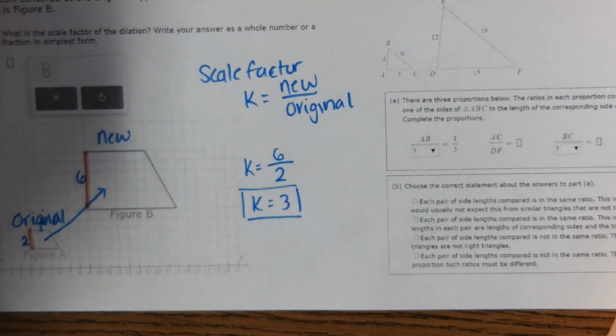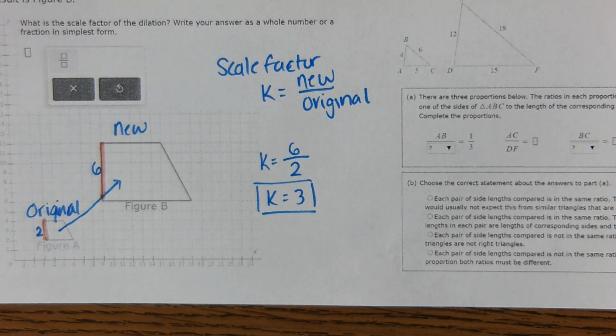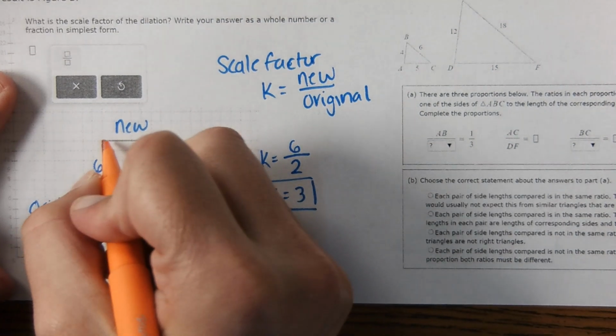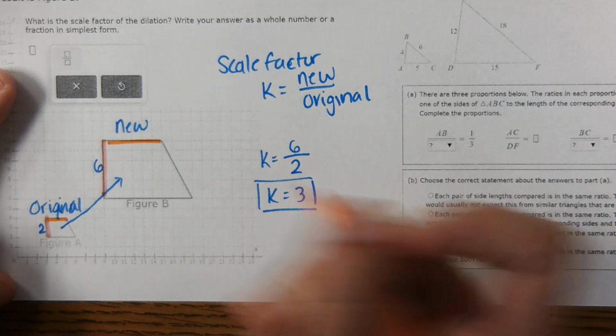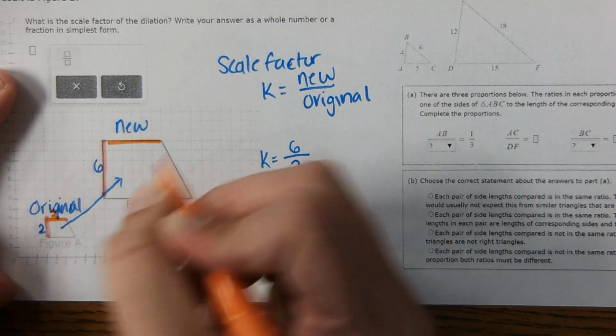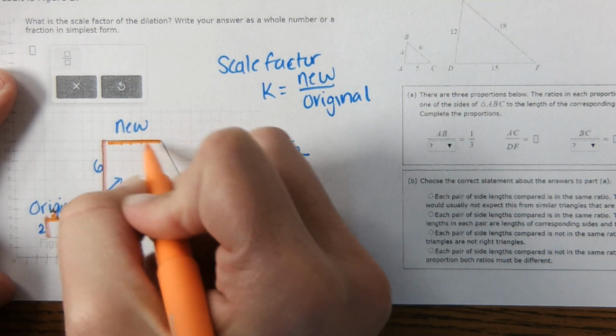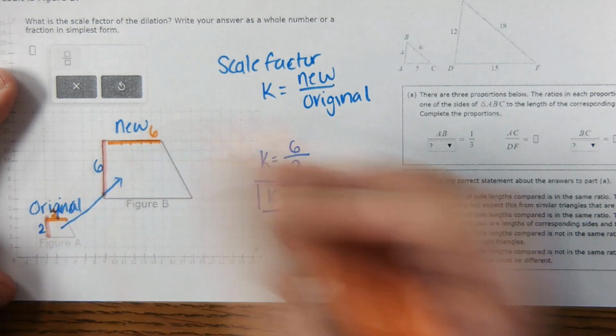Yes, Kyla. Good question. So I could use any side. Like I could use this and just count units. It looks like this is 2 units and this is 1, 2, 3, 4, 5, 6. So I could do 6 over 2.